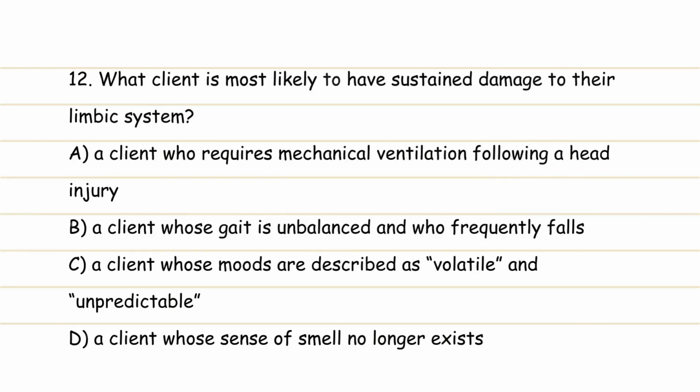Sustained damage to their limbic system. A. A client who requires mechanical ventilation following a head injury. B. A client whose gait is unbalanced and who frequently falls. C. A client whose moods are described as volatile and unpredictable. D. A client whose sense of smell no longer exists.